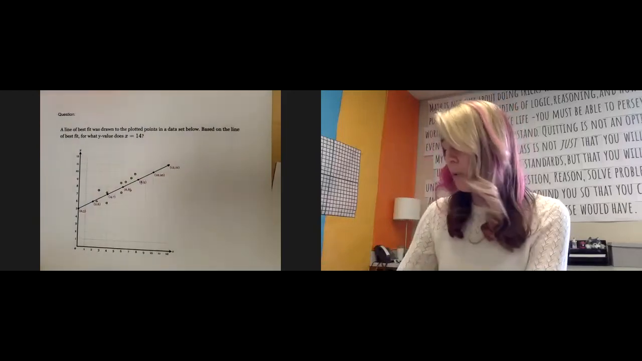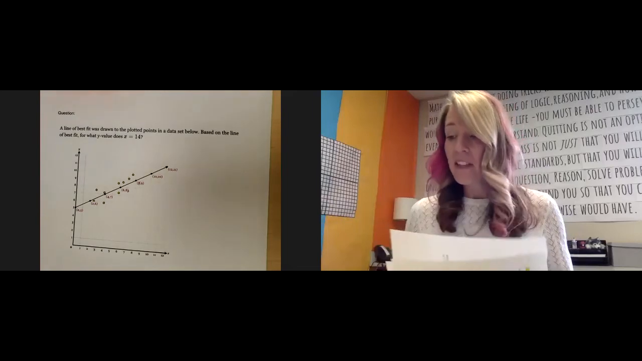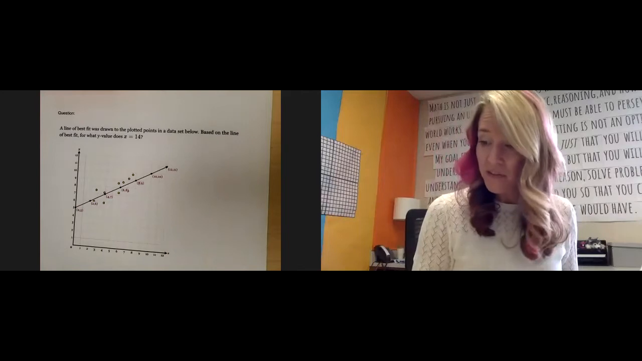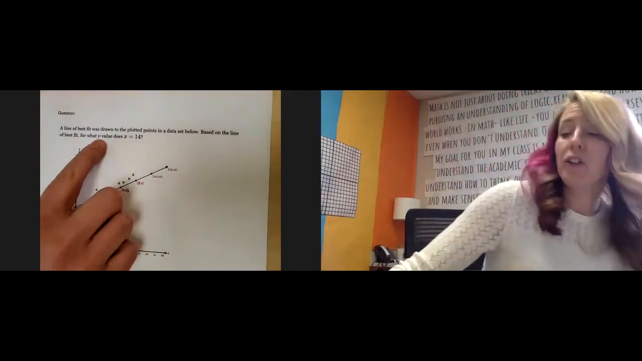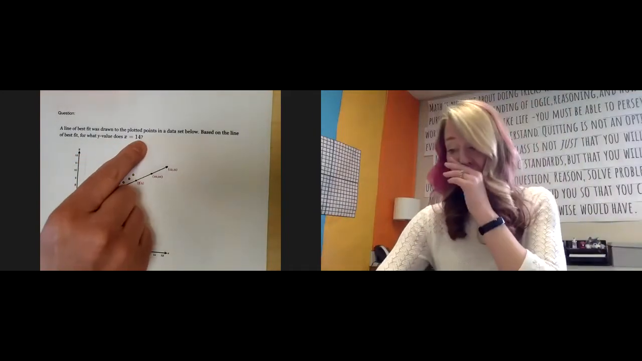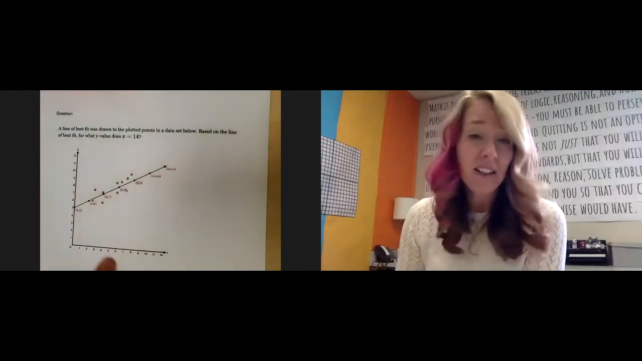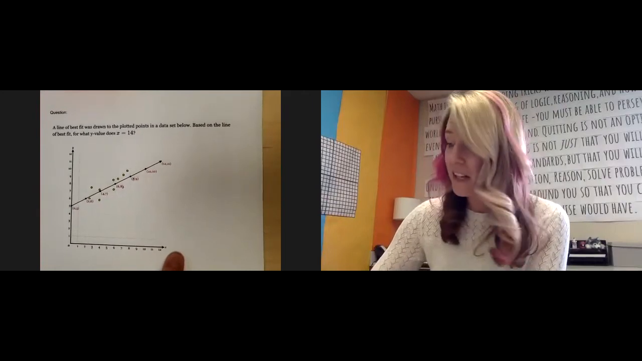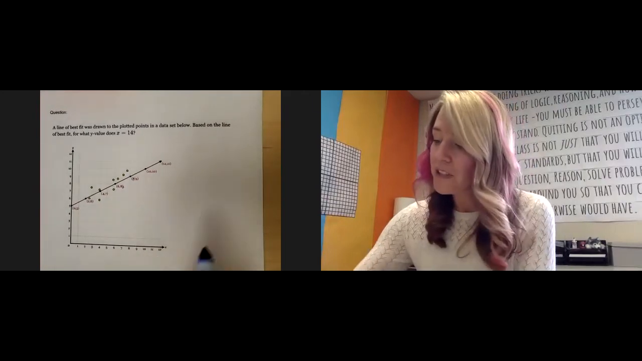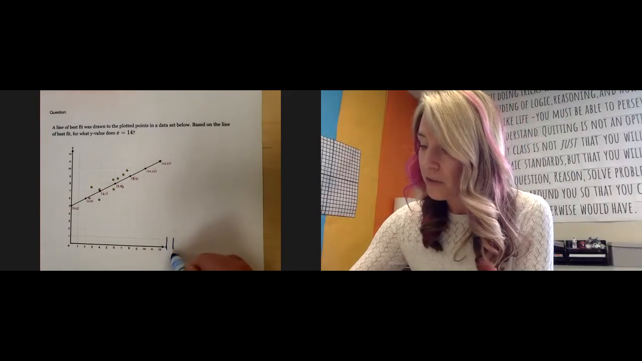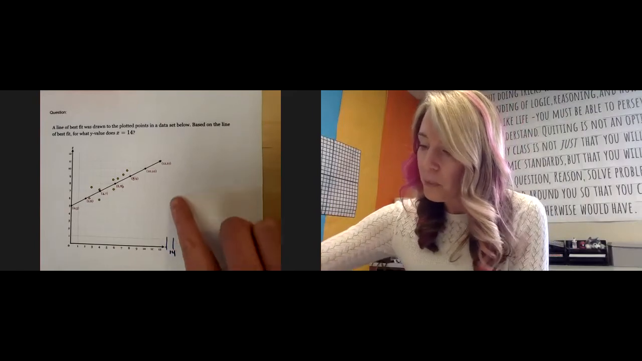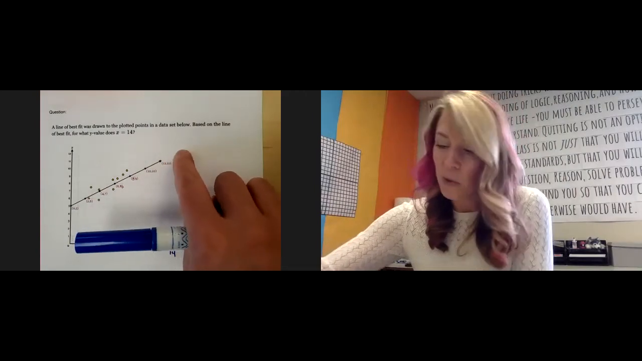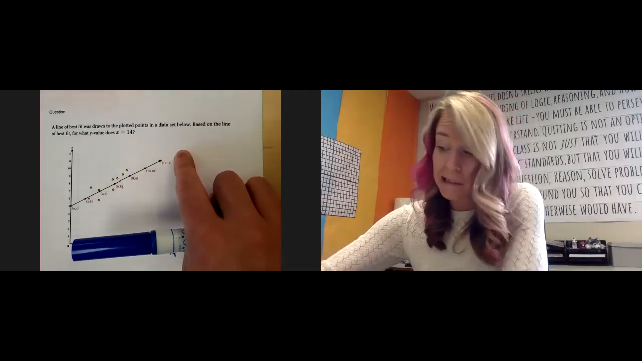They'll throw all sorts of weird story problems at you. So the next one says a line of best fit was drawn to the plotted points in the data set below. Based on the line of best fit, for what y value does x equal 14? They don't even tell us what's happening in this problem. They're just saying, if x is 14, here's that set of data. We only go up to 12, so 14 is going to be two lines over, right? If I follow that up, where do I predict it's going to hit me on this line? Maybe like 12-ish at a quick glance.